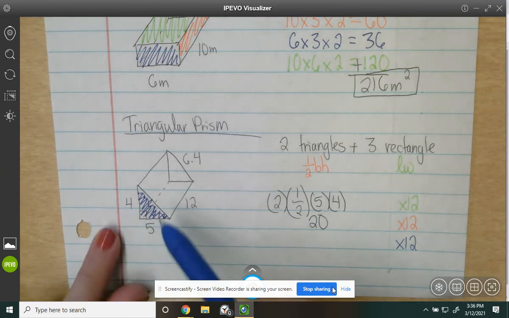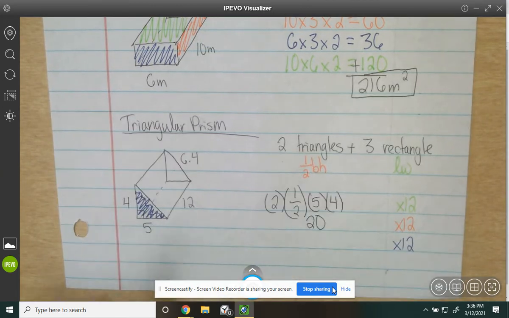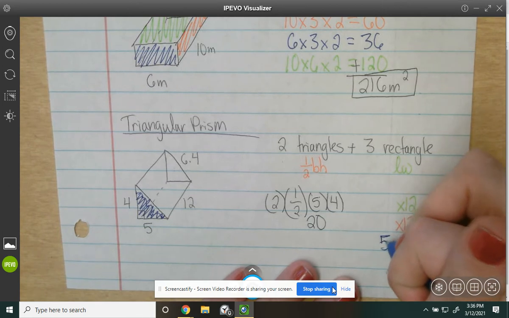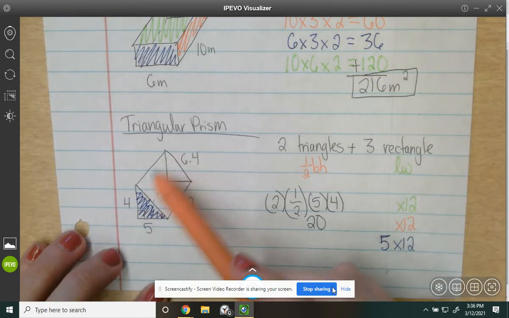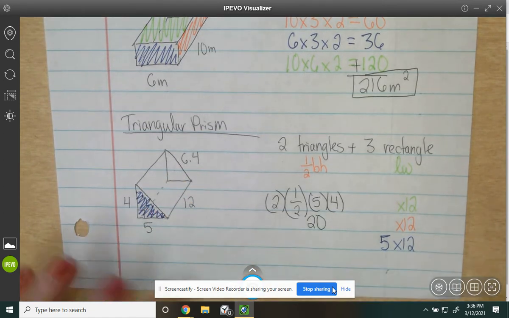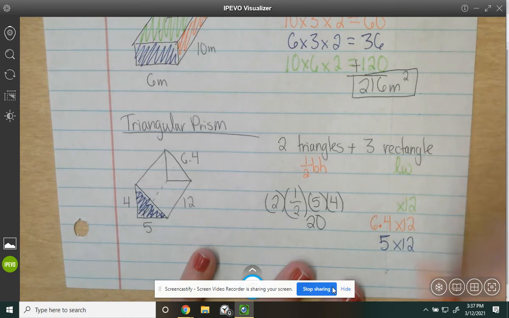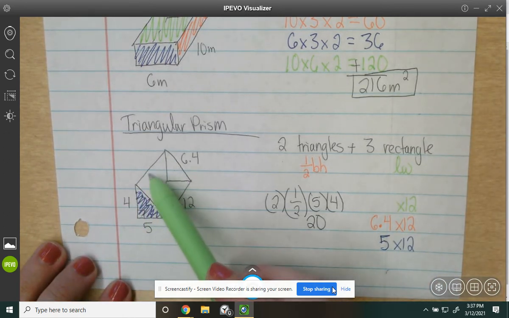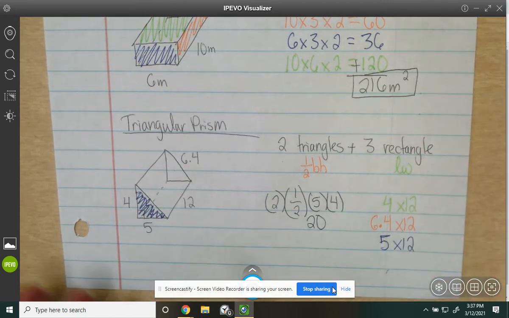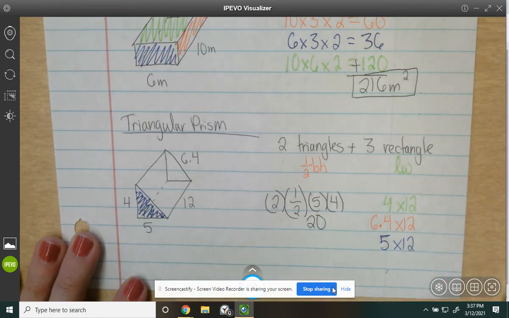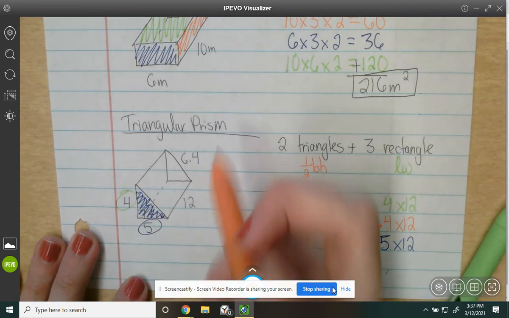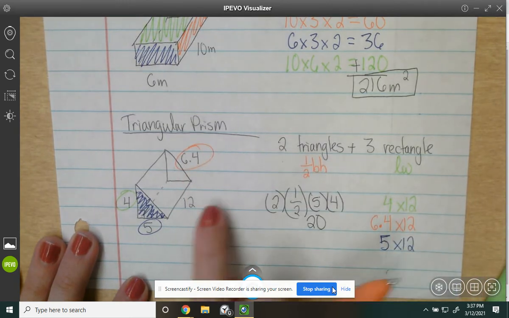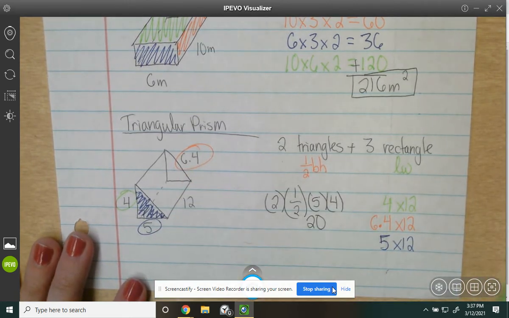Well, I know my bottom one here is going to be a 5 by 12. My side one here that we can see is, what is that length? That length is 6.4. And then this one that we see over here is a 4 by 12. So you really just take the 3 sides of your triangle, 5, 4, and 6.4, and you multiply them all by the width of your shape.